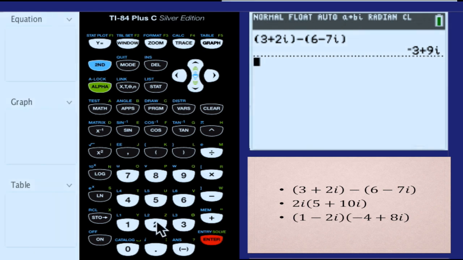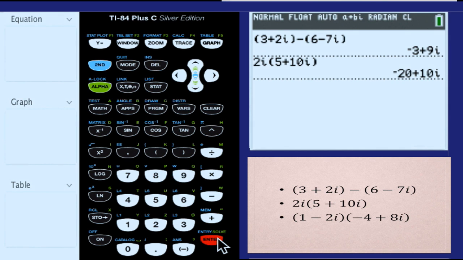So we're going to press 2, and then we have to press the i button. So we have to press the blue button and then the decimal point, so 2i, and then open parentheses. We're going to multiply that by the binomial 5 plus 10i. So 5, then plus 10, so 1, 0, and now the i button one more time, second decimal point, and close your parentheses. And once you press enter, this is the simplified form, and it is in the correct standard form of a complex number.